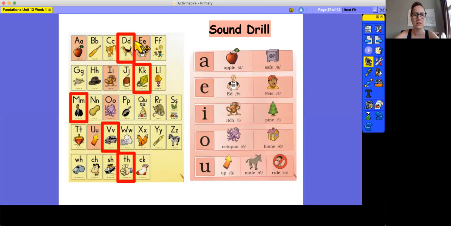D, dog, d. K, kite, k. M, man, mm. V, van, v. TH, thumb, th. A, apple, a. A, safe, a. E, ed, e. E, me, e. I, itch, i. I, pine, i.